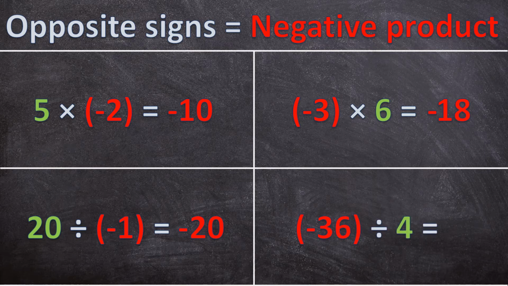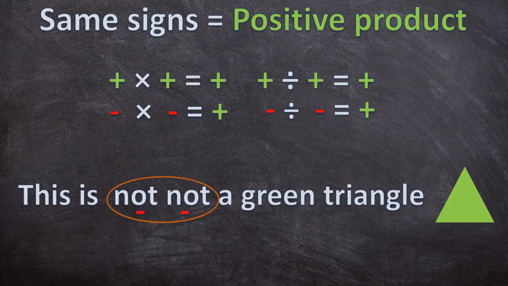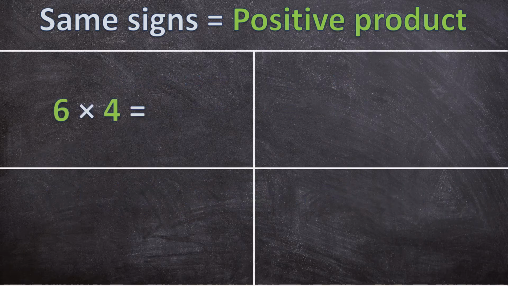And the last example, negative 36 divided by 4. A negative divided by a positive will give me a negative. 36 divided by 4 is 9. Now let's look at the next rule. The second rule says when we have two positives or two negatives, our answer is going to be positive. And this is also for multiplication and division. Now let's look at a few examples.